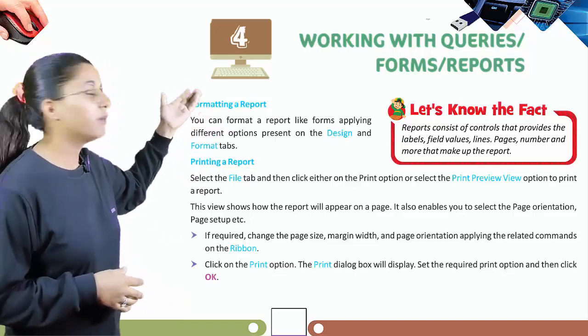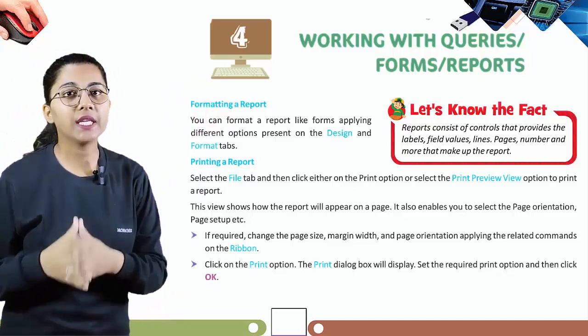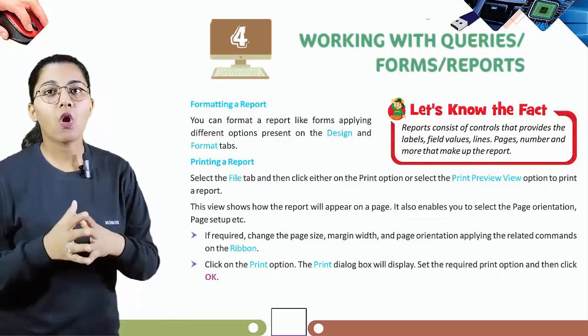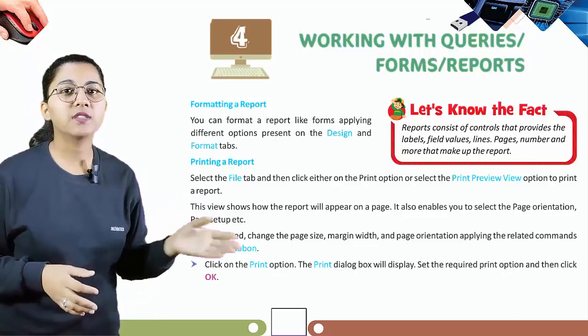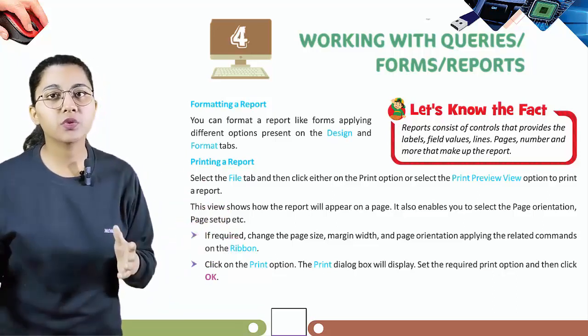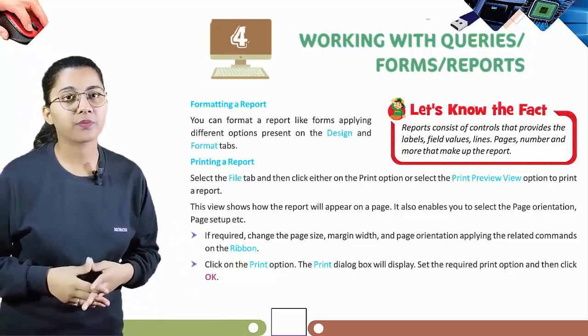Here we have printing a report. Select the File tab and then click either on the print option or select the print preview option to print a report. This view shows how the report will appear on a page. It also enables you to select the page orientation, page setup, etc.